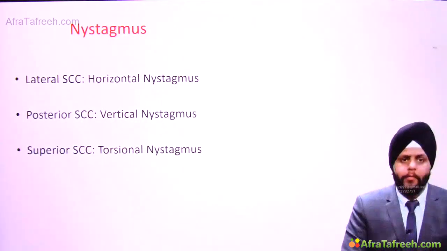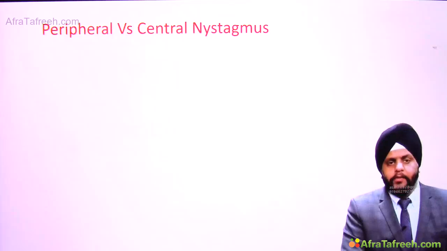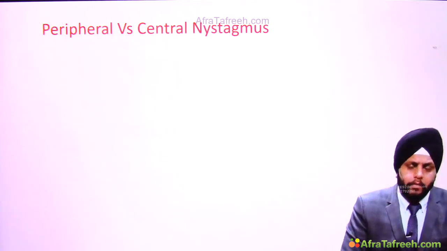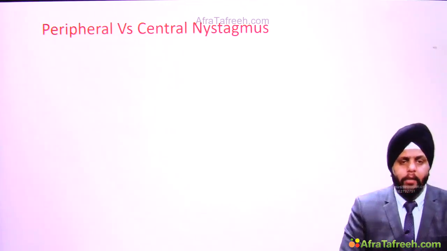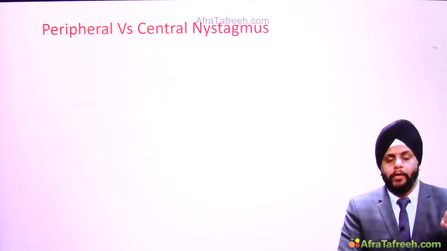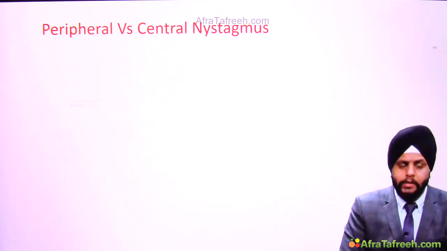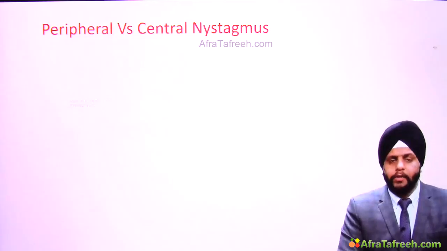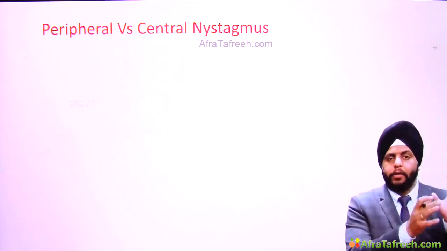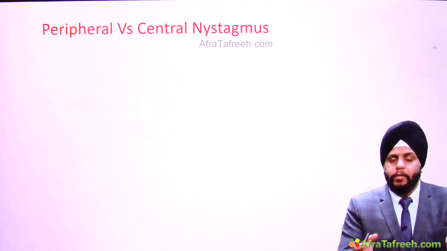Right? Okay, now before we go ahead, let's talk a little bit more about nystagmus. The nystagmus can be peripheral nystagmus or it can be central nystagmus. What do I mean by peripheral? Peripheral means it is because of a problem in the peripheral sense organ. What's our peripheral sense organ? The vestibule, or the semicircular canals, so the vestibular organ, the vestibular labyrinth, or the vestibular nerve.